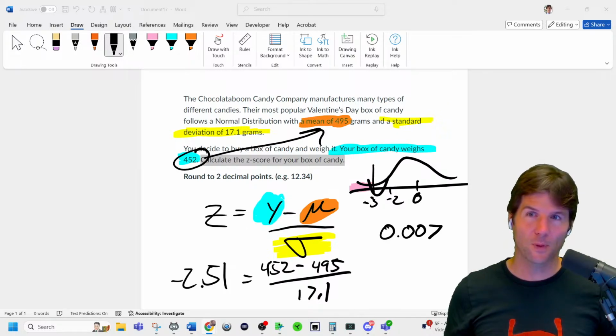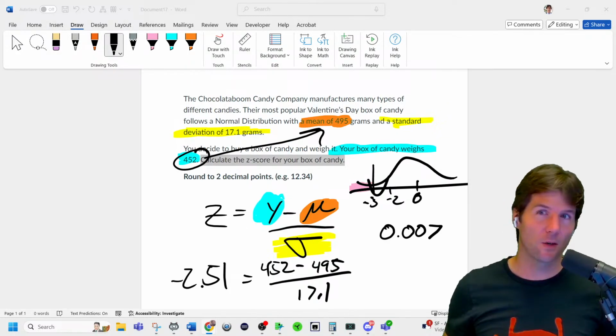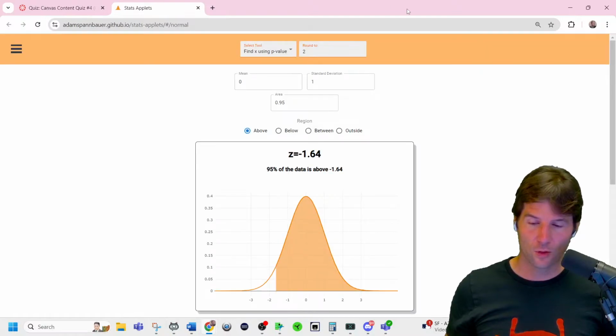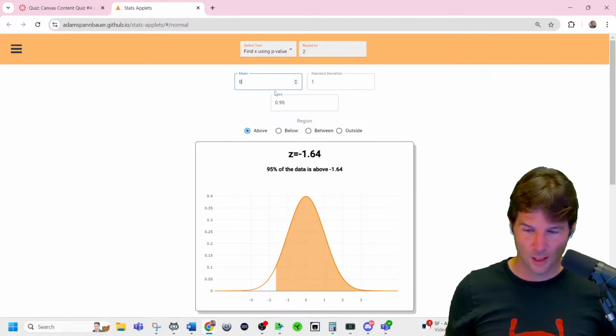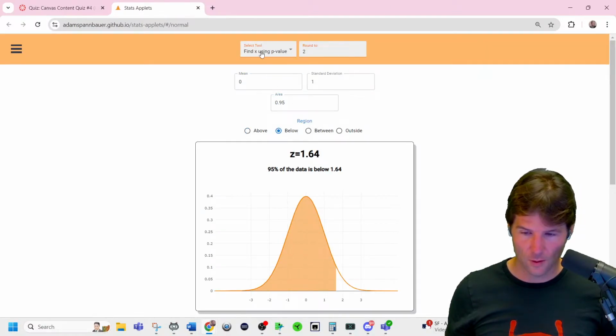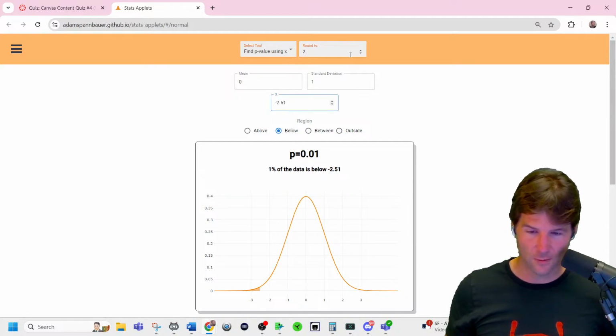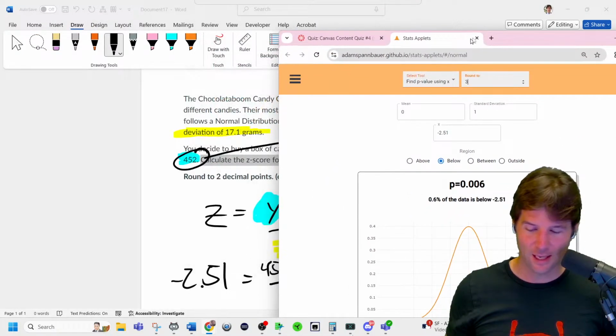When we go to the applet right here, you should know what the picture looks like. I know it's very little to none of the curve. So MuBot's going to drop the applet in the chat right here. You should have a drawing. Do you see my tiny sketch? You should be able to make that sketch. Now you could put in below, go to z-score, go to negative 2.51 and round to the third decimal. And I was off by a thousandth.